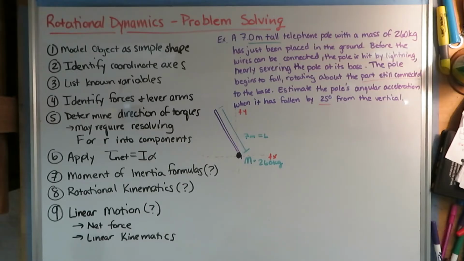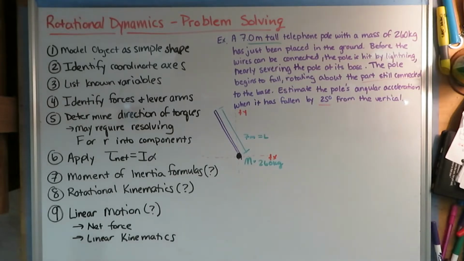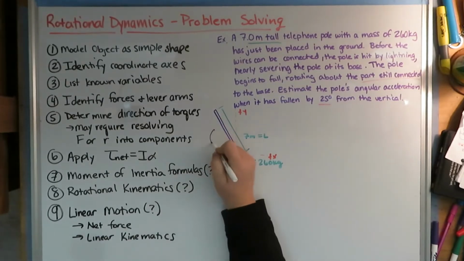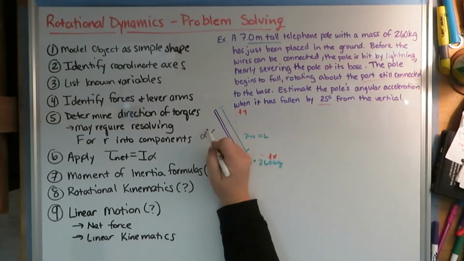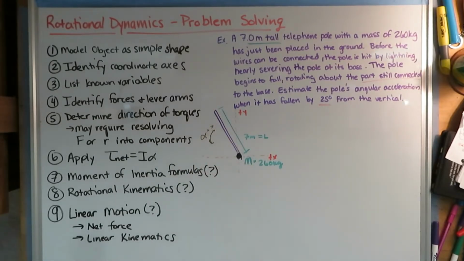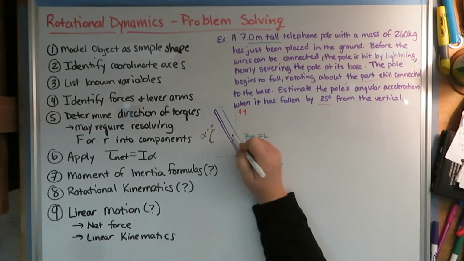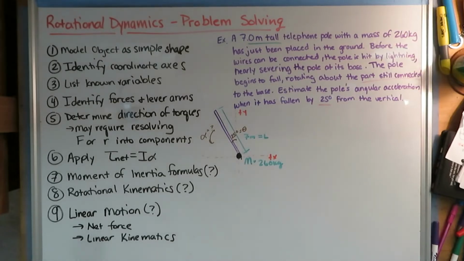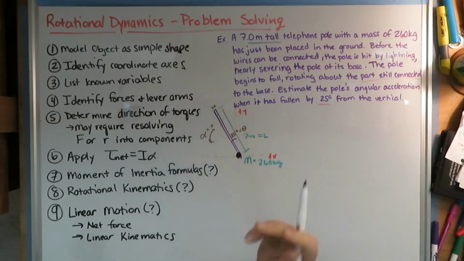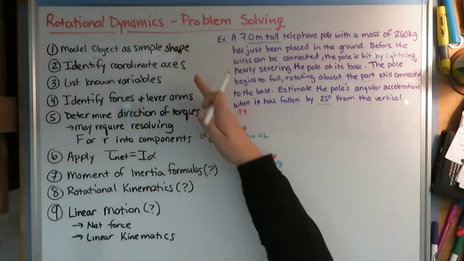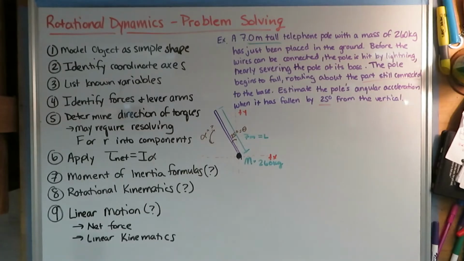We are looking for an angular acceleration at this instant in time. So I am looking for that alpha, the angular acceleration when it is at that 25 degree orientation. I should probably label that 25 degrees here as my angle theta. Because I'm going to treat it like a long thin rod, I'm going to assume that the thickness doesn't actually matter, so I can pretend this is just a line. That's the nice thing about the long thin rod. So I've listed my variables and figured out what I'm looking for.